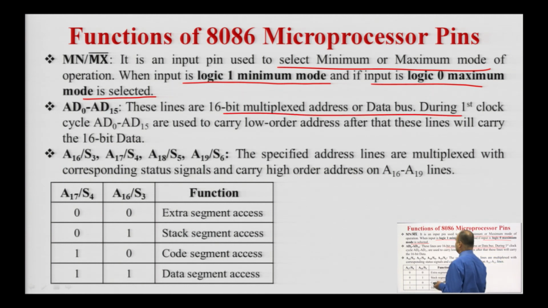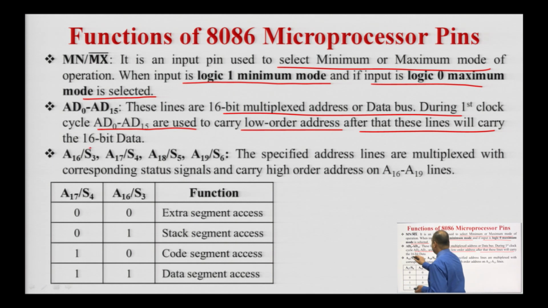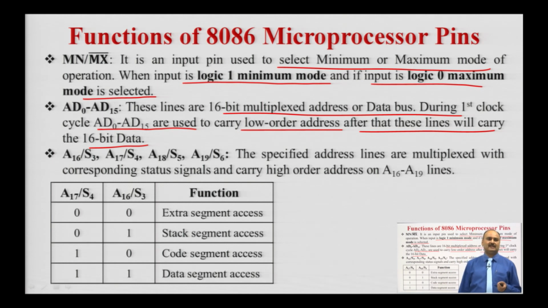During the first clock cycle, AD0 to AD15 are used to carry the low order address. Remember that during the first clock cycle these lines will carry the low order address, and after that these lines will carry the 16-bit data. So, it will work in the multiplex mode: during the first clock cycle these lines carry the address, and after that they carry the data.